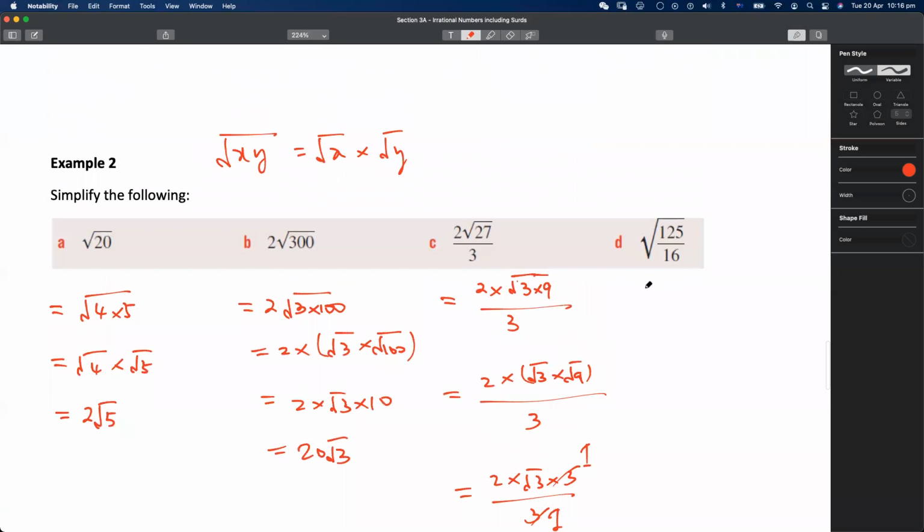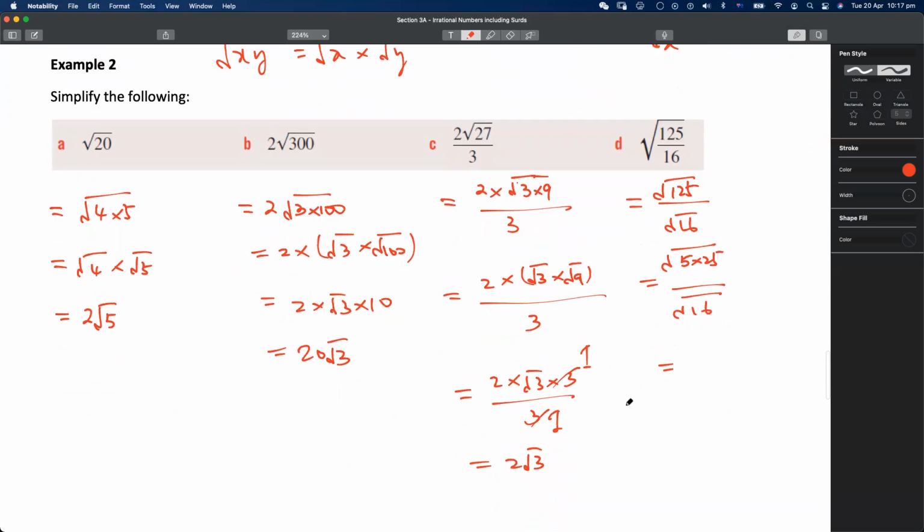All right, last example here. Square root of 125 over 16. All right, remember this. Square root of y over x, that's what we had before, is going to be square root of y over square root of x. So this could be written as square root of 125 over square root of 16. So square root of 125 is actually square root of 5 times 25, over square root of 16. Actually, I don't have to show square root of 16 here, because we know square root of 16 is just 4, okay? I can just put 4 here to make it simpler.